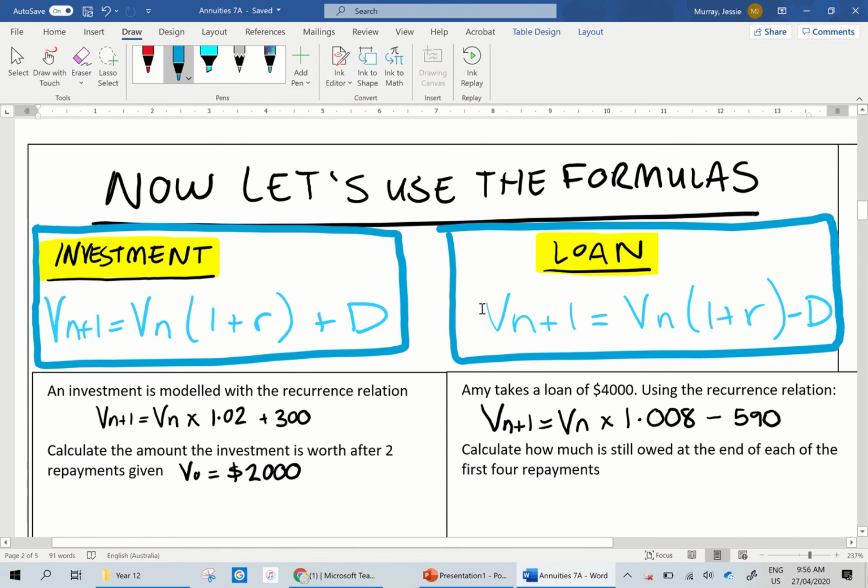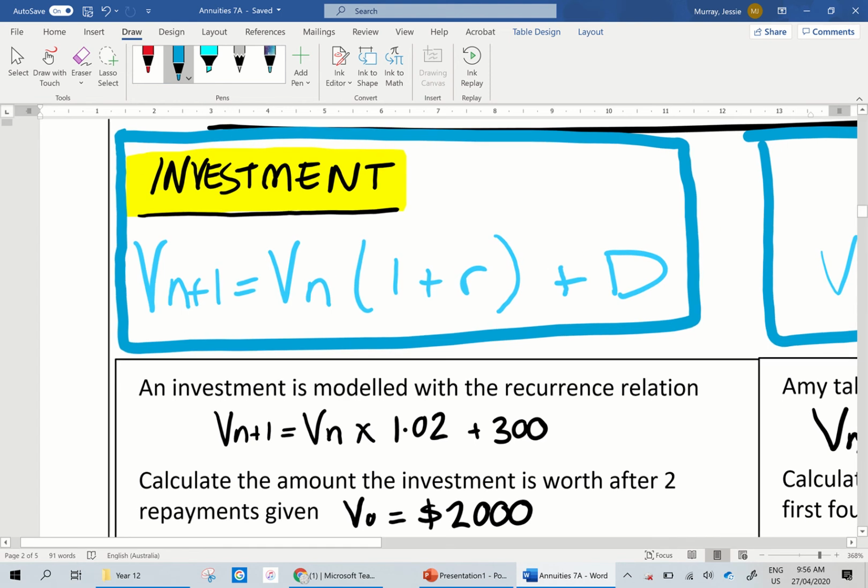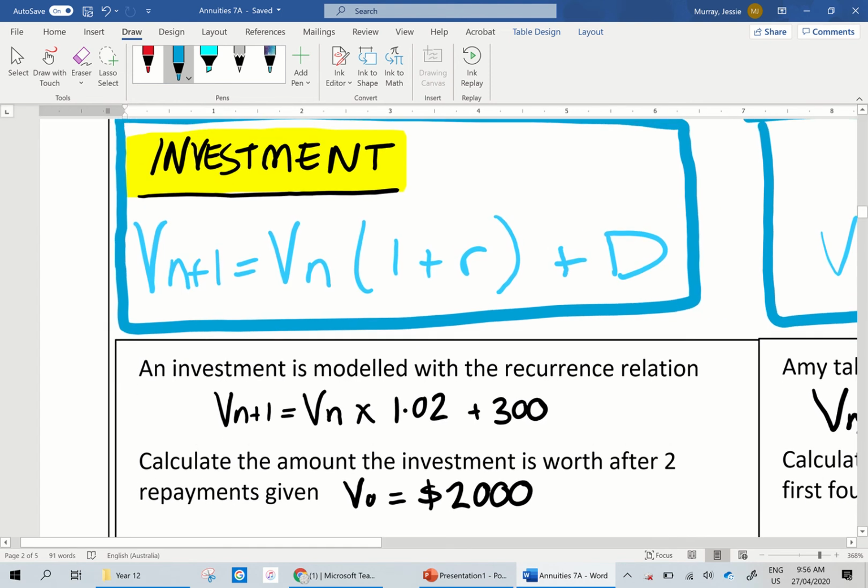So let's have a look at what the start of 7A questions style looks like. We're going to start with investment style questions. The question says, an investment is modeled with the recurrence relation given this. Calculate the amount the investment is worth after 2 repayments, given that V0 is 2,000. So you're thinking, what does that mean? Well, let's think. Straight away, it's an investment. So we're thinking about our investment formula.